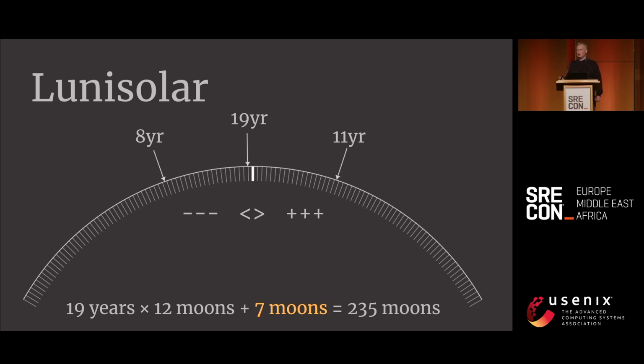Earlier we mentioned the Metonic cycle of 19 years. Why 19? It would be ideal if 12 months were equal to 1 solar year, but no, it's 12.4. Looking for an integer multiple, 8 or 11-year cycles come close, but it's 19 years or 235 moons that give the closest match.